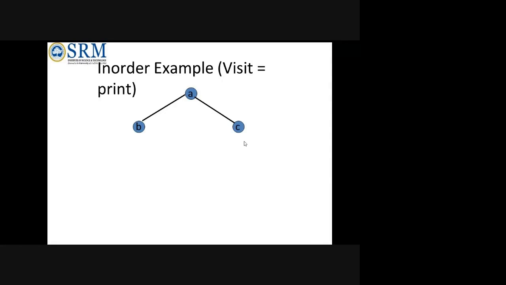So coming to this example, as I told you, in order will be left, root and right. So left means it will come to A. It will see that it is a root node. It has left and right child. So it will come and print B. Then it will print A. Then it will print C. This is a simple tree.